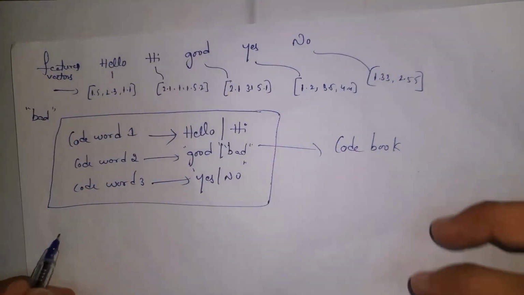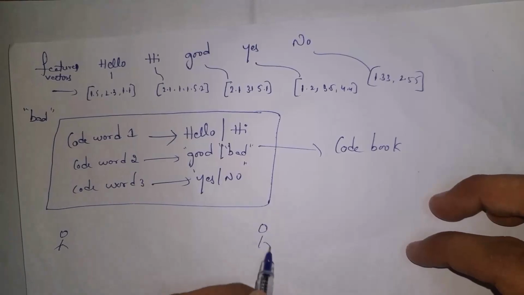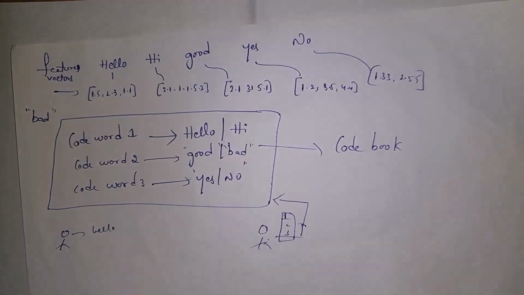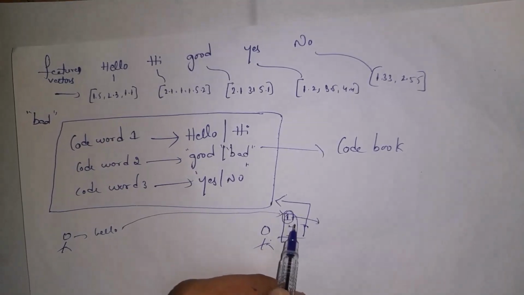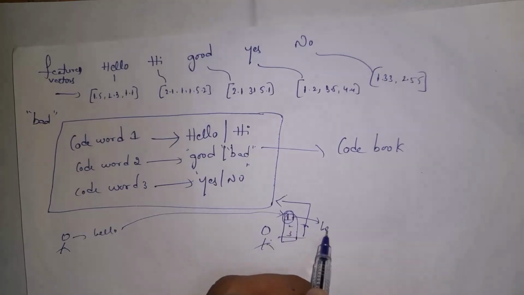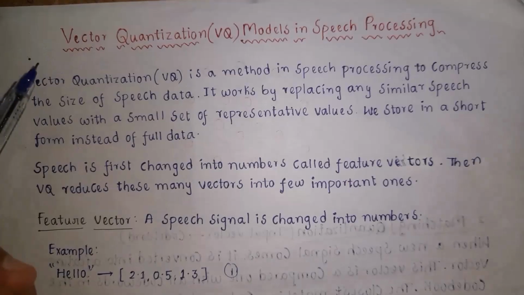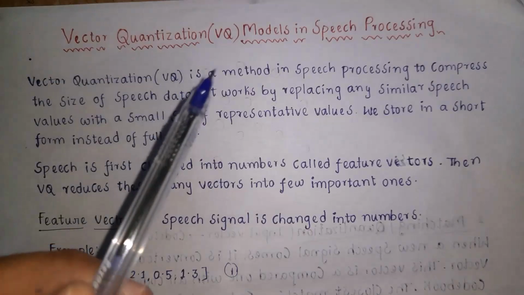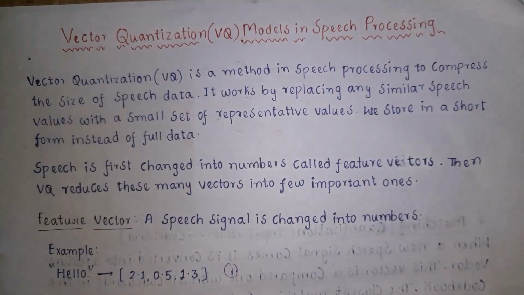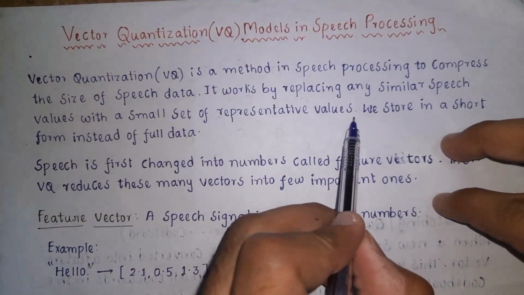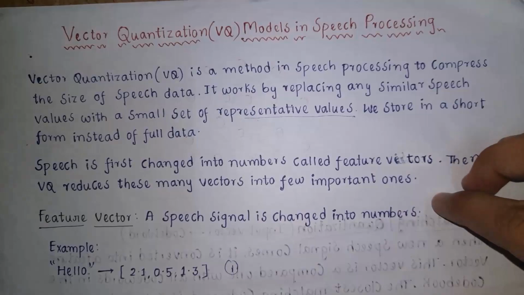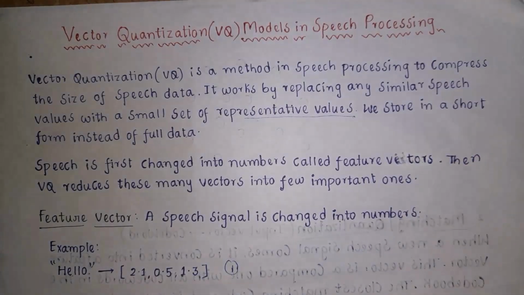As for example, I am the speaker and my friend is the receiver. Whenever I speak hello, on the receiver side device, only index numbers are stored. So from the receiver side, whenever hello is transferred, the system will understand that this hello is in code word 1, and here hello is constructed, and the receiver will receive hello. So vector quantization is a method in speech processing to compress speech data size. This method will work by replacing similar speech values with a set of representative values that are nothing but index numbers. We call them code words. These representative values are like short forms instead of storing full data.